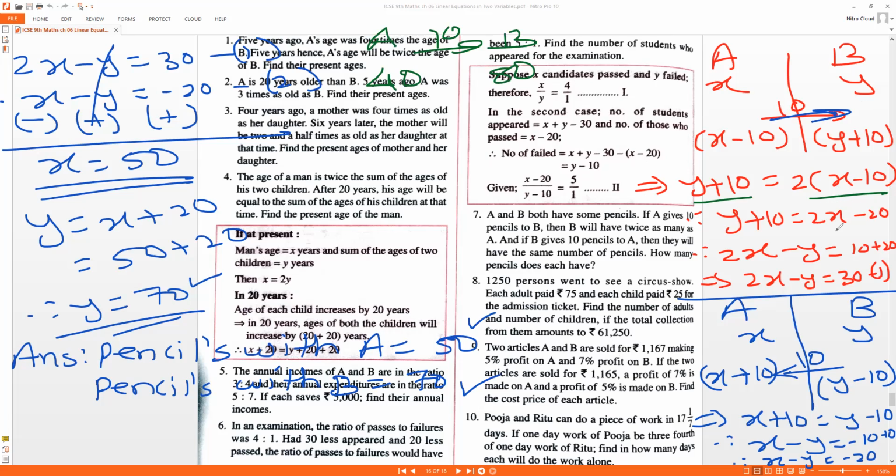Yes, it is correct. Similarly, if B gives 10 to A, A will have 60 and B will have 70 minus 10, which is 60. So they have equal numbers. So yes, our answers are correct. A has 50 pencils and B has 70 pencils. Is that clear? Yes, sir. Very good.